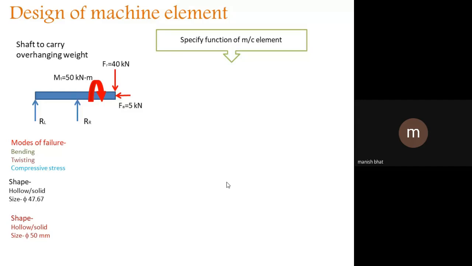So what is the first step in designing a machine element? The first step in designing a machine element is to specify and to understand the function of the machine element. So when anybody tells me that I am supposed to design any machine element, what will I be considering? First of all, as a design engineer, I will be considering its function, its purpose.